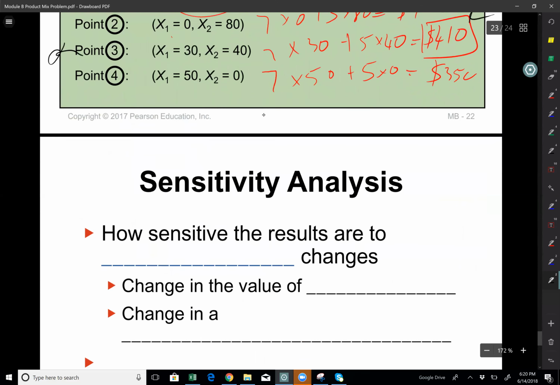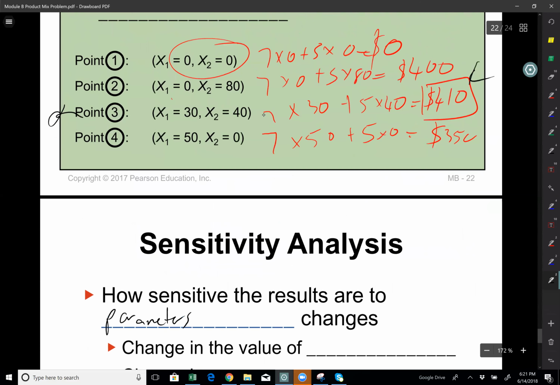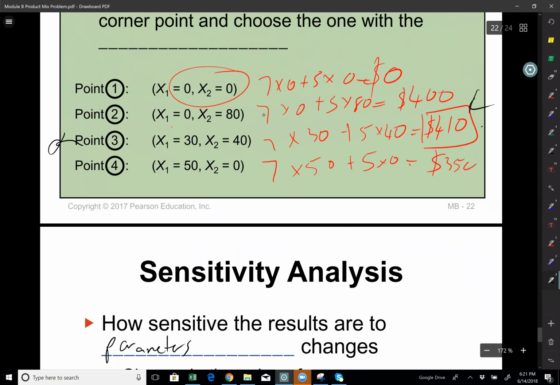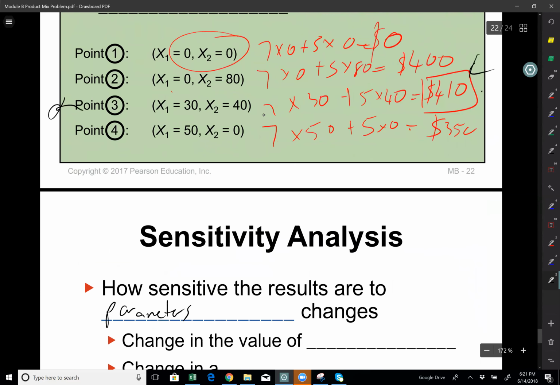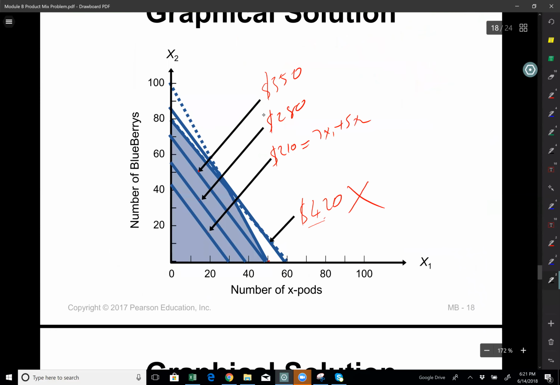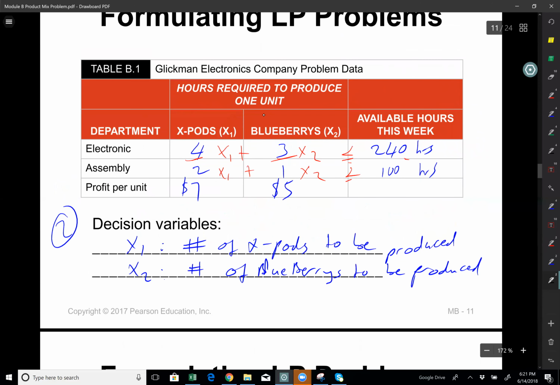So now the next thing I would like to talk about briefly, I have a whole separate video for sensitivity analysis, but it's important to understand how sensitive my results are to changes in the parameters. Because I found my result, I say this is my best solution, but I have different parameters in this model, right? So let me just show you in the original table. So what are my parameters in this case? So this is slide 11, my parameters.